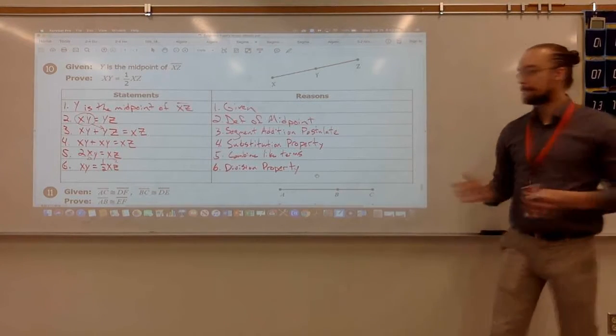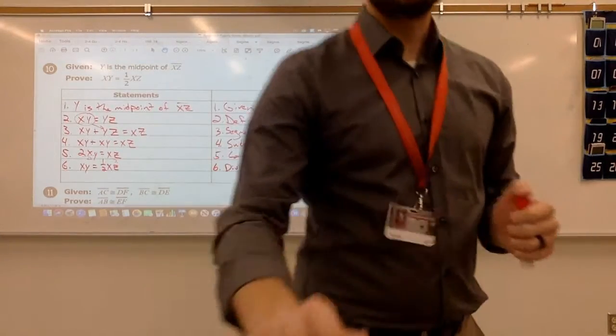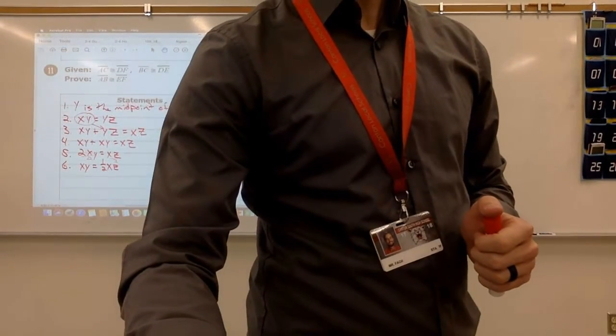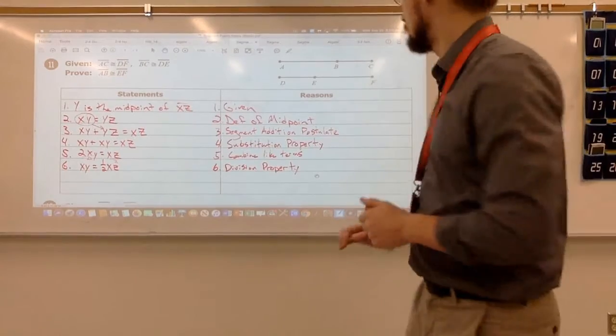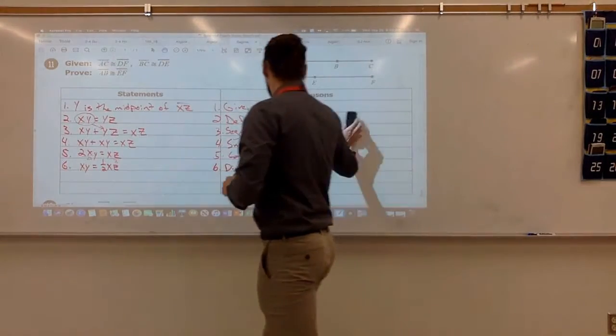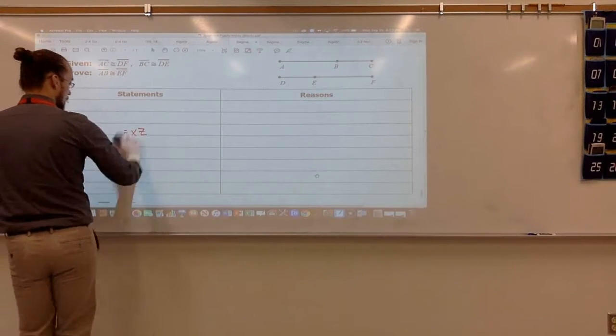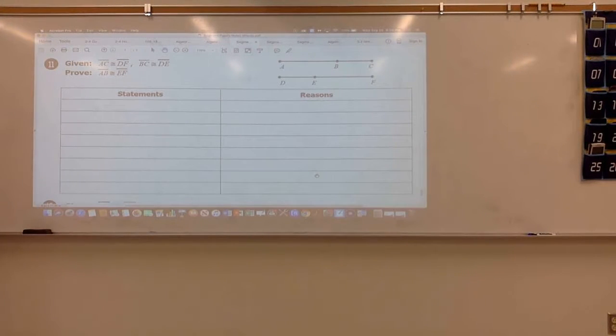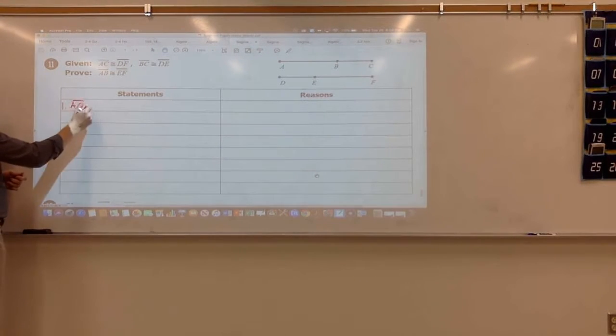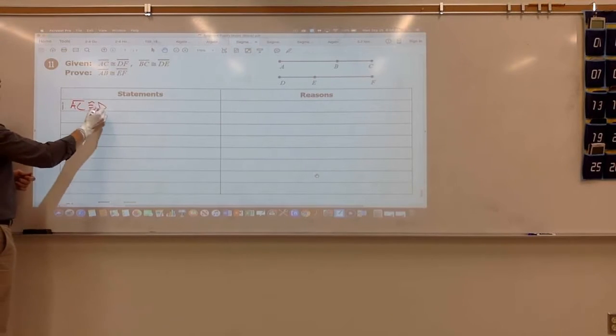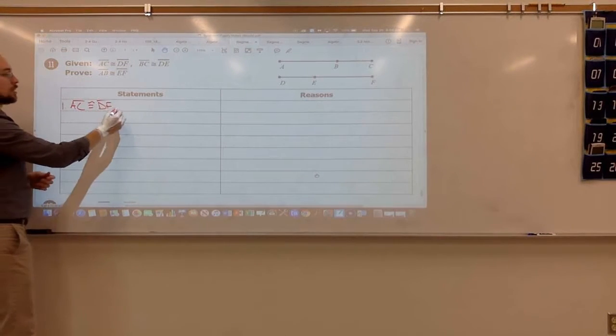All right. Let's take a look at 11 together here then. All right, where do we start? Given. Start with the given, right? So we want to write that down in the first line and mark it on the diagram so we can get a good picture of what's going on.